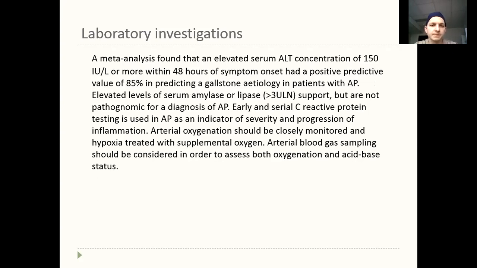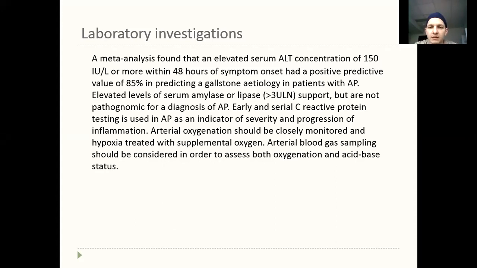Laboratory investigations. A meta-analysis found that an elevated serum ALT concentration of 150 IU per L or more within 48 hours of symptom onset had a positive predictive value of 85% in predicting a gallstone etiology in patients with AP. Elevated levels of serum amylase or lipase more than 3 ULN support, but are not pathognomonic for, diagnosis of AP.